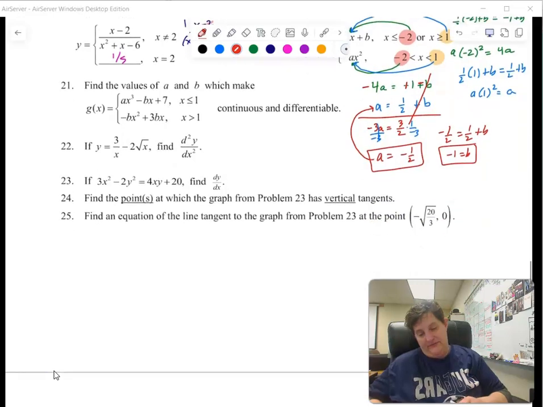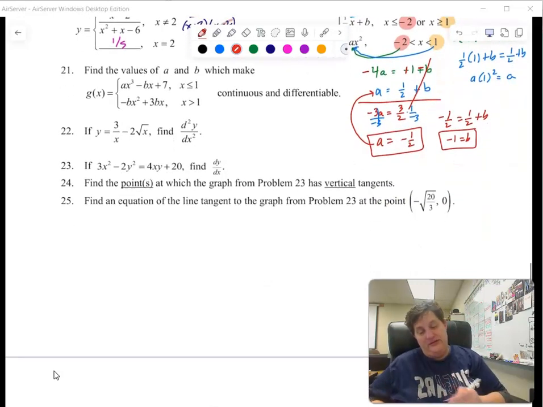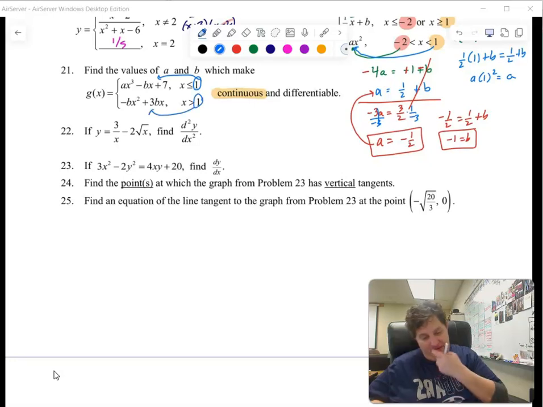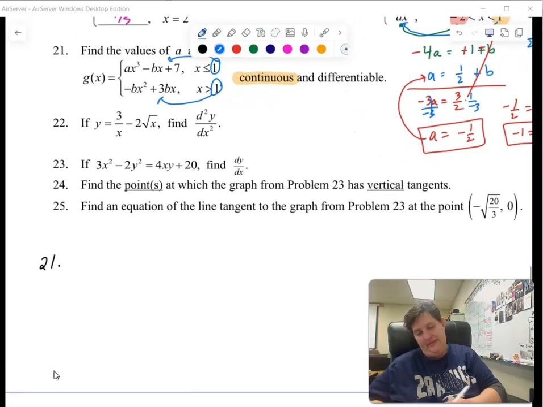All right, for 21 now, it needs to be continuous and differentiable. Brother, all right, let's do it. Continuous means that when we plug in 1 here for x and 1 here, they have to be equal. Let me move this down there. So if I plug in 1, remember I'm plugging it in for x, a times 1 to the third, so a minus b plus 7. And when I plug in 1 to the bottom, I get -b plus 3b.